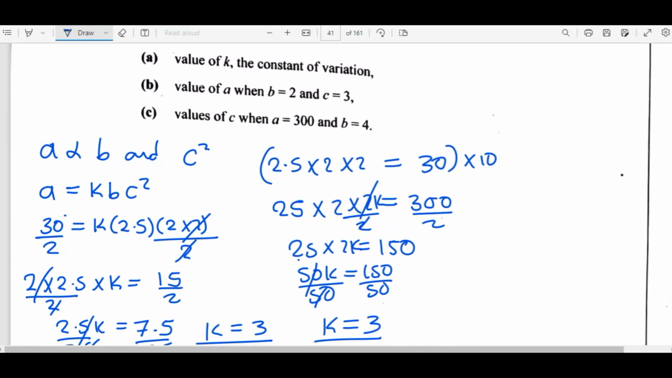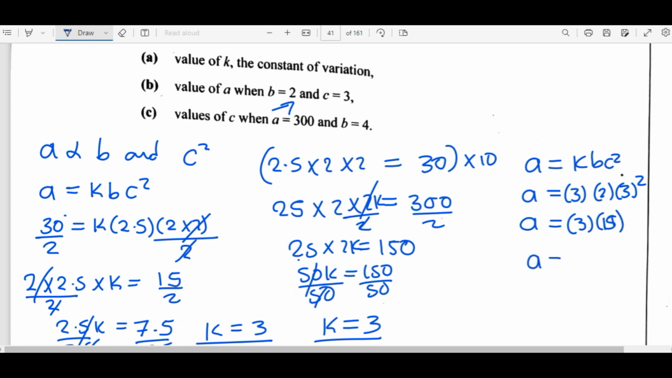Then B, the value of A when B is equal to 2 and C is equal to 3. So the formula is A is equal to K B C squared. So the value of A is what we are solving. What's our K? 3. B is 2. Then what's our C? 3 squared. So 3 squared is 9. 9 times 2 is 18. Then 18 times 3. 3 times 8 is 24. We keep the 2. 3 times 1 is 3 plus 2, 5, 4. So 18 times 3 is 54 as our final answer.